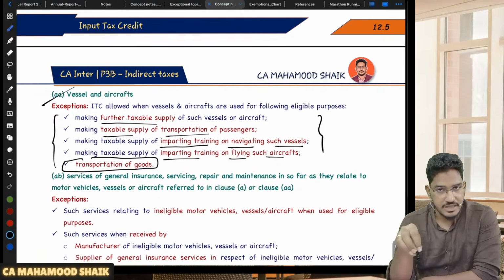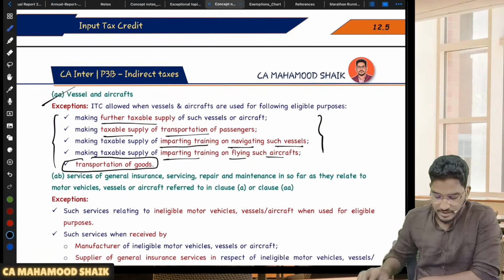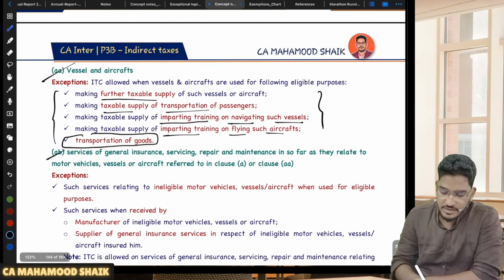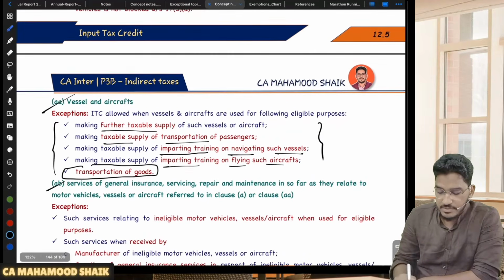But if you are using it for these eligible purposes, you can avail the input tax credit. Then the third point, what they say here, if I have to put it in very simple terms, is the third point.